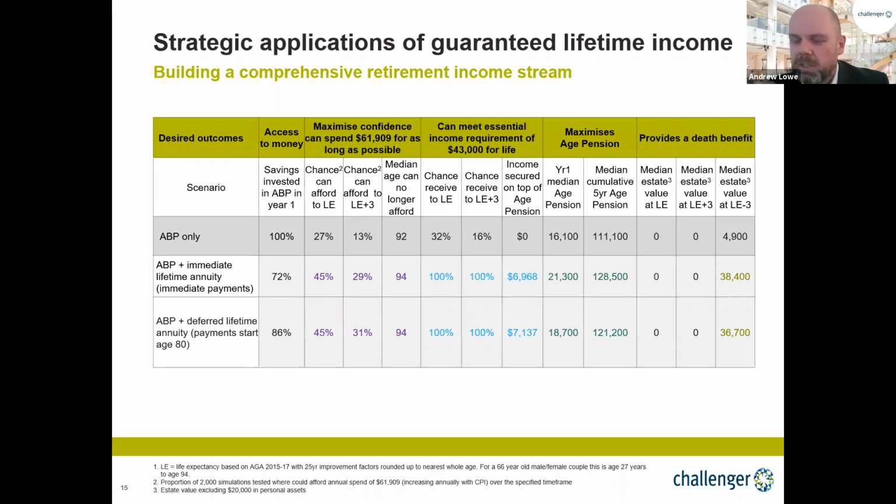And so while there's just a 32% chance of meeting that in the circumstances where I don't have the allocation to the lifetime income stream, where I've allocated the amount into an immediate annuity, and that's cost me 28% of that portfolio, or in the case of the deferred lifetime annuity, 14% of the portfolio, in every one of those 2,000 scenarios that I model, I'm able to provide that 43 grand for as long as that client lives, irrespective of what happens in markets over that period of time.